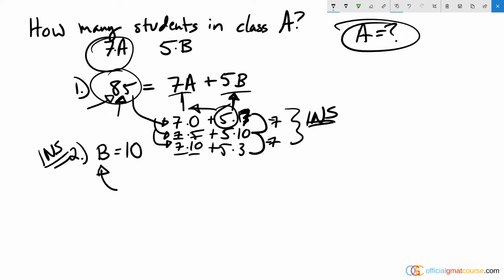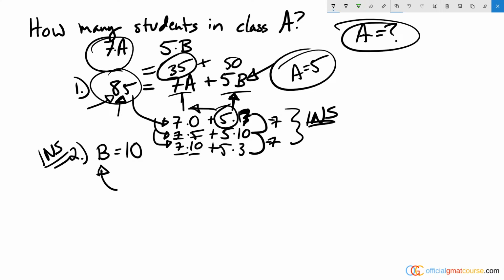Taking the 2 statements together, if I know that B is 10 and 5B is 50, then I know that I need 35 of the assignments to come from 7A to add up to 85, which tells me 7A equals 35 and A equals 5, and that is sufficient. So the answer here is answer choice C.